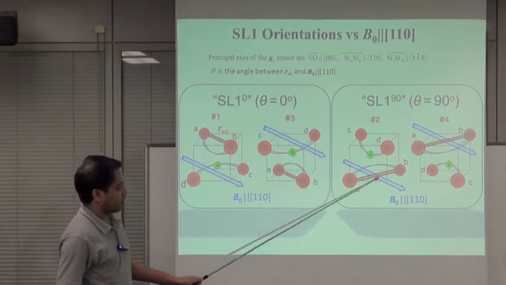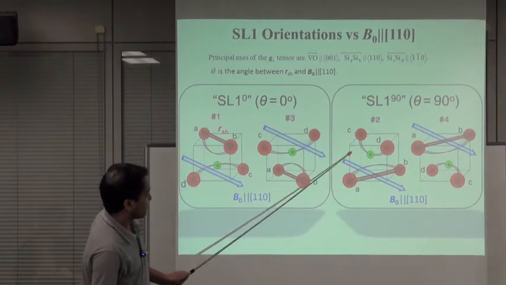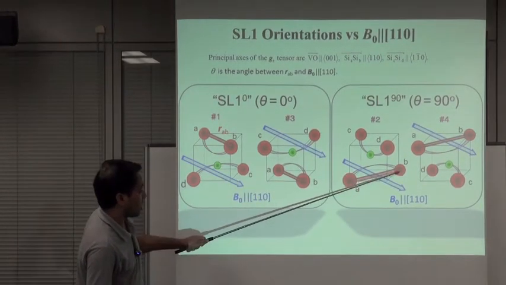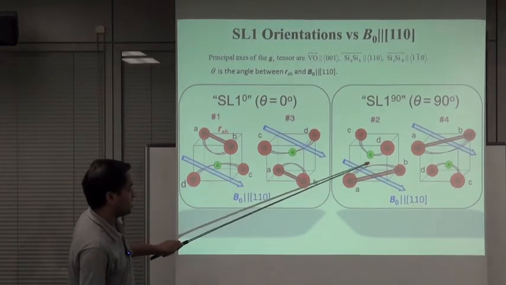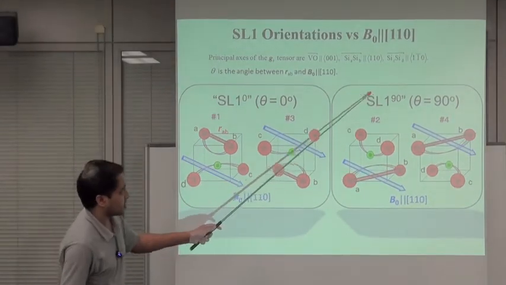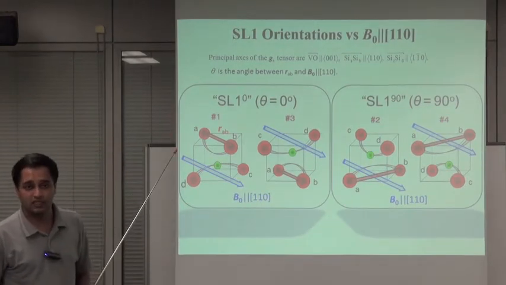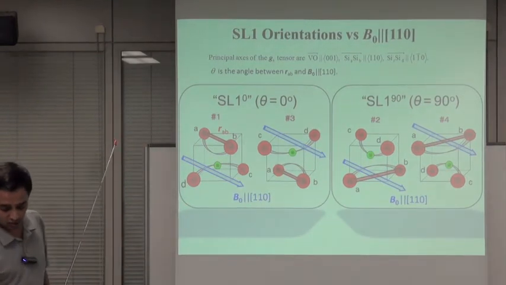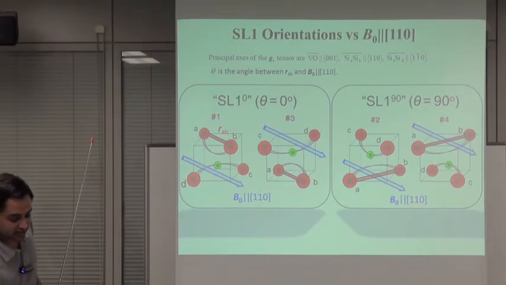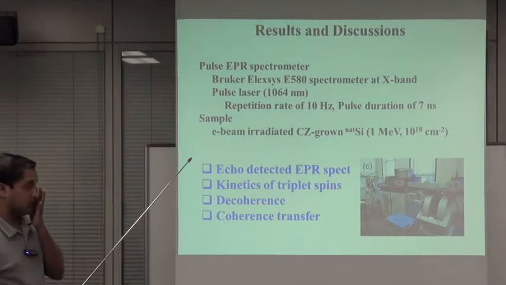But when the magnetic field B and the vector r connecting the two silicon atoms having a vacancy are perpendicular, we call it the SL1-90 orientation. So these are basically the triplet centers which I'm going to talk about in this work. With these brief introductions to the triplets, let me come to the results and discussion part.